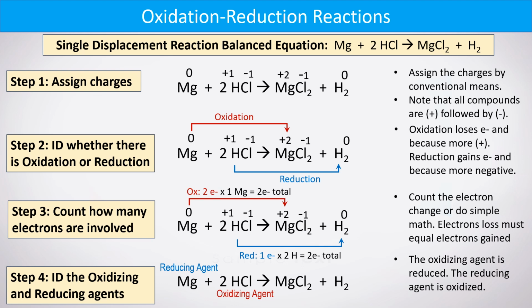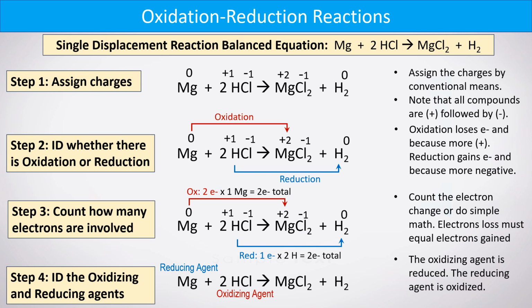So since magnesium went from a 0 to a +2, that's oxidation. The number became more positive. That means it's oxidation. In other words, oxidation loses electrons, and since electrons are negative, it will become more positive. Reduction occurred in the case of hydrogen. It went from a +1 to a 0. Reduction gains electrons and becomes more negative. So again, magnesium has been oxidized and hydrogen has been reduced.